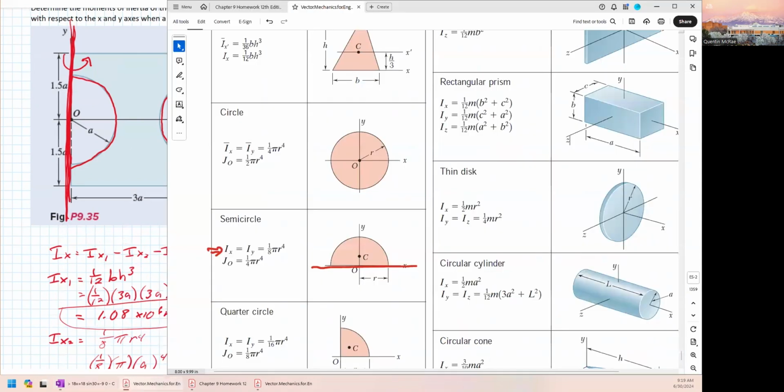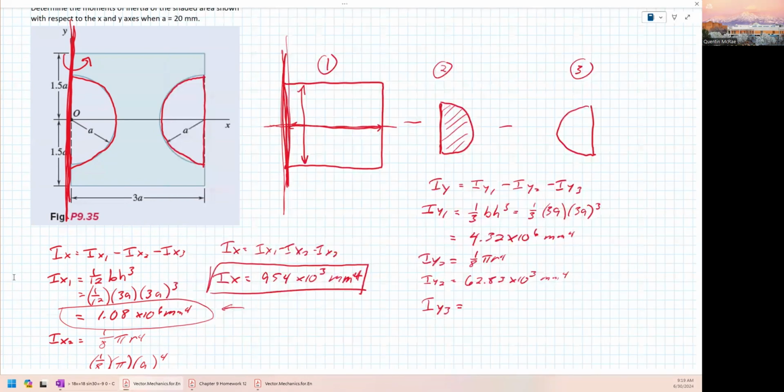I can't look at the table here and say, oh, clearly relative to this axis right here, right? That's just not one of the options. I haven't defined x and y. If the table had x and y at exactly the right distance, life would be good, but that's clearly not a real thing. So I'm going to say IY3 is IY3 bar plus the distance squared times the area. That is the parallel axis theorem.